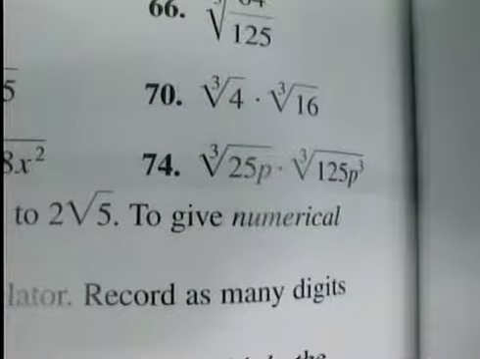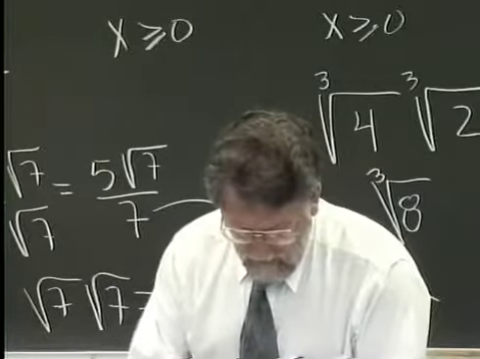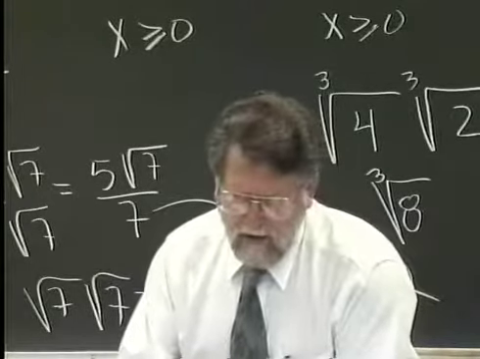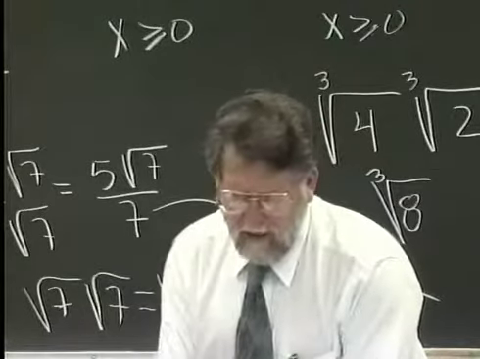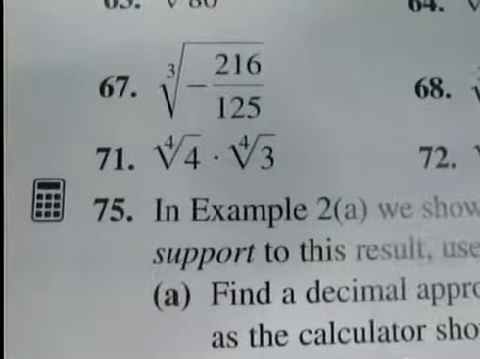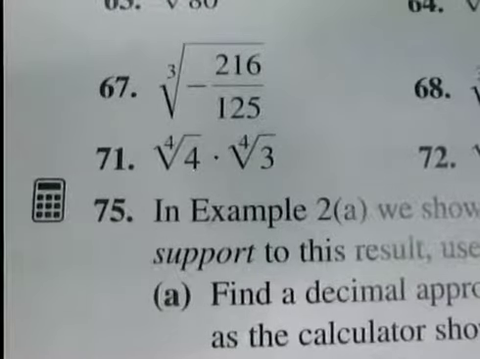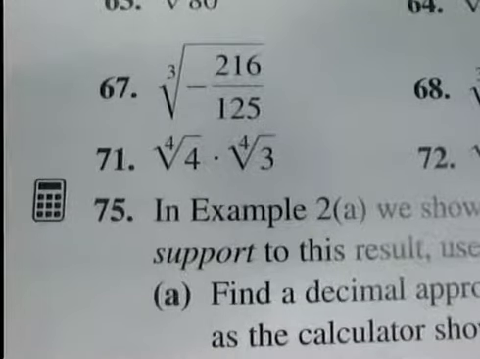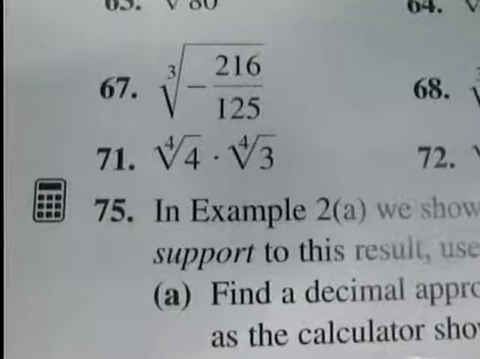Now, there was another one I wanted to look at, just with the idea that at times you need to understand nothing works. Okay, 71. There's nothing you can do with this problem to make it any better other than to say the fourth root of 12. End of story. This fourth root of 12, and that's it.